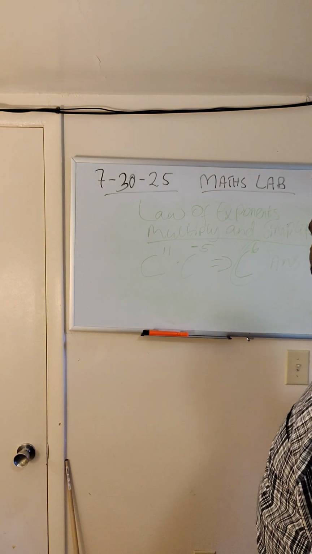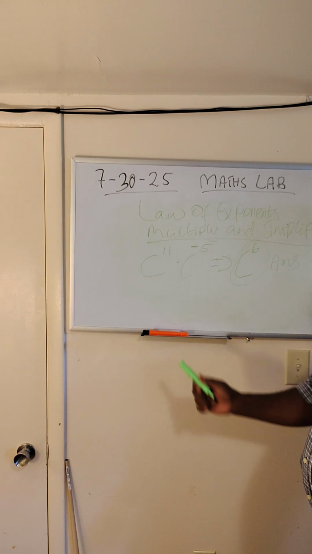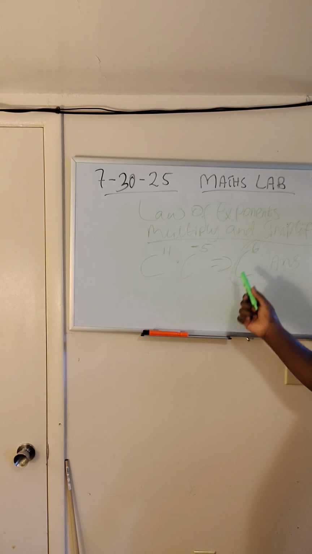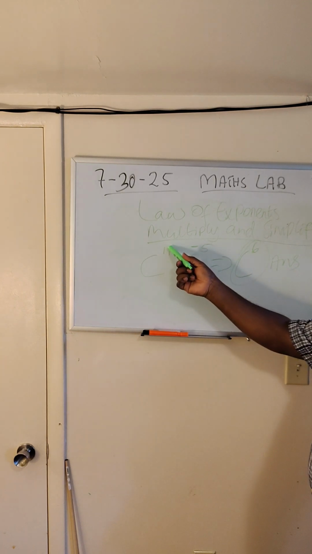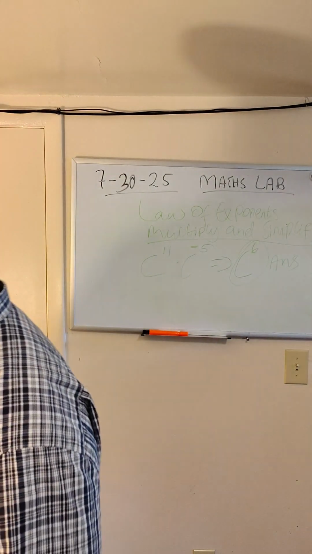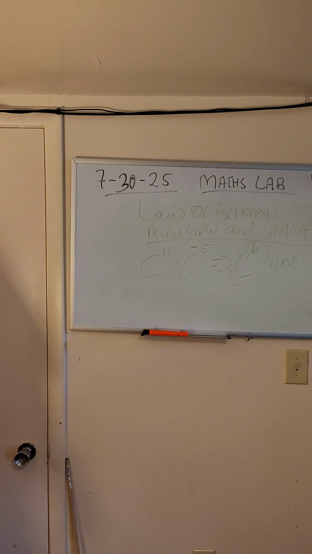So that's the law of exponents. Multiply and simplify. You see we multiplied: c times c is c. And then we simplified that: 11 minus 5 gave us 6. Simple multiplication and simplification. So that was easy.